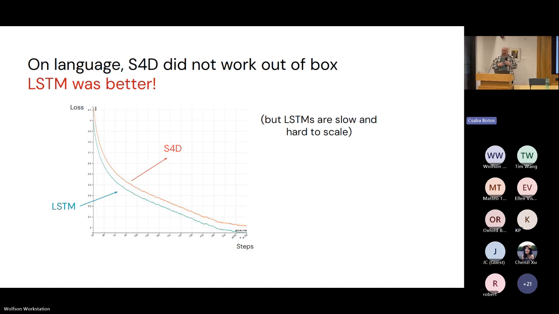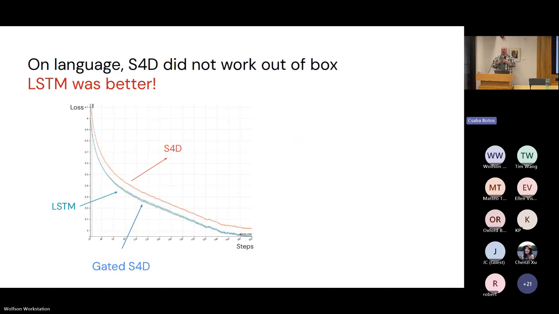But if you just take a linear RNN the way we've described it so far, it seems to be doing worse. You add gating and then you do as well as LSTM, because this was the main difference. And that's sort of the reason why we ended up with gating.